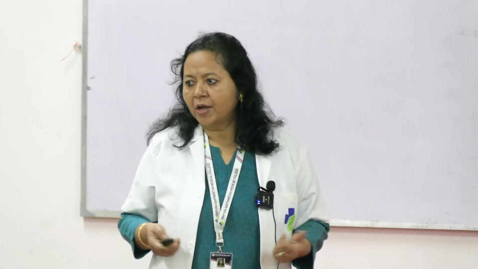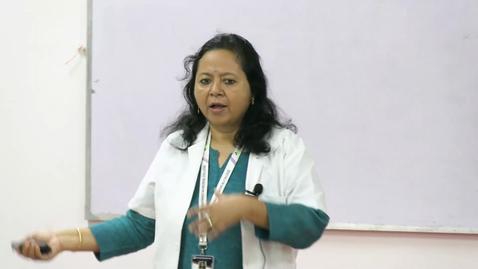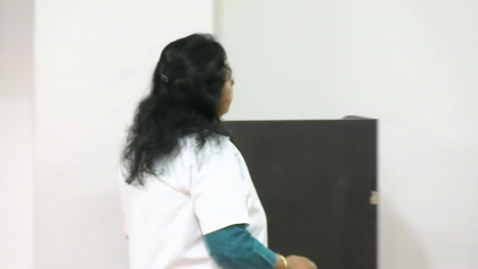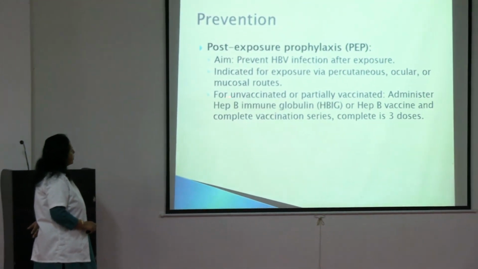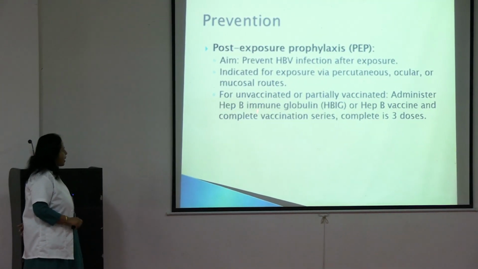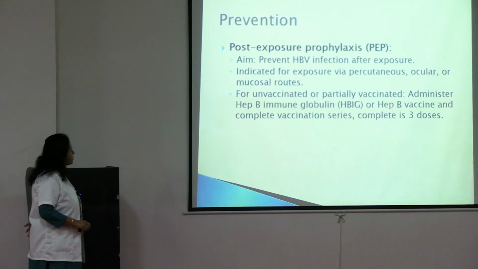It takes time, right? For the vaccine, you have to give an immunoglobulin that is prepared from another source, and that human immunoglobulin is given to the body so that it can go and fight against the virus. Get it? So these immunoglobulins are helpful there. It prevents HBV infection after exposure, indicated for exposure via percutaneous, ocular or mucosal routes. For unvaccinated or partially vaccinated, administer.